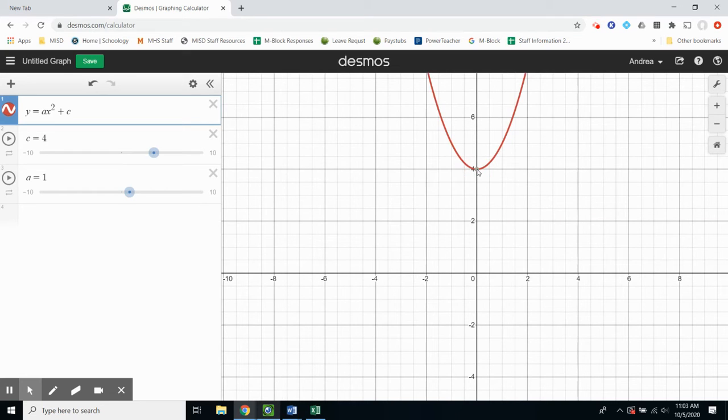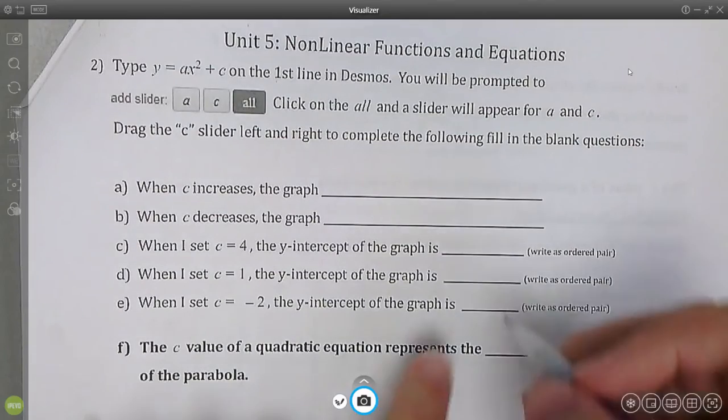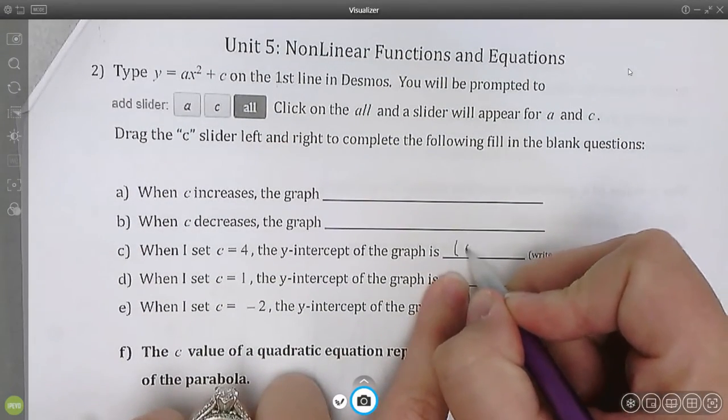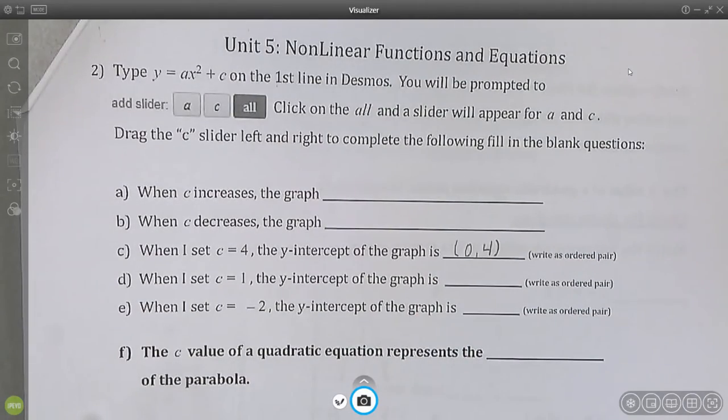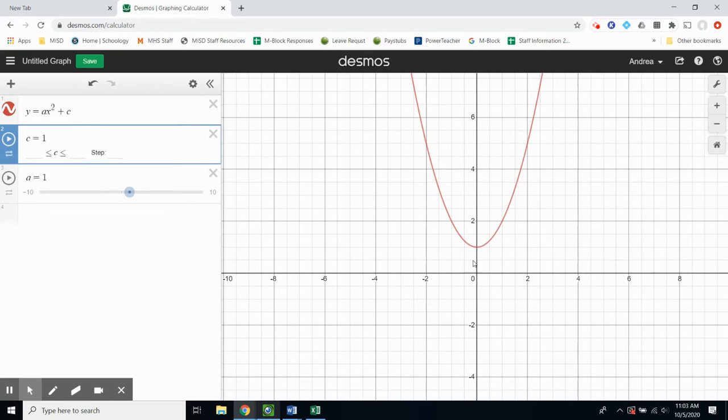So it says right at a coordinate point, or as an ordered pair. So the ordered pair is at 0, 4. That's how you'll write these next few answers. Now it says when I set c equals to 1, so if I take this away and I make that a 1, now your y-intercept is right here, which is at 0, 1. If I do -2, I bet you can probably guess where it's going to be. Down here at 0, -2.